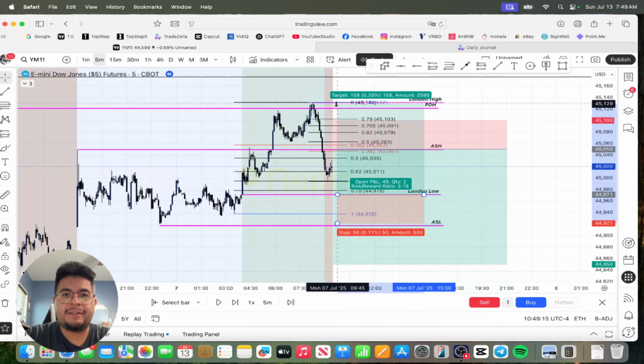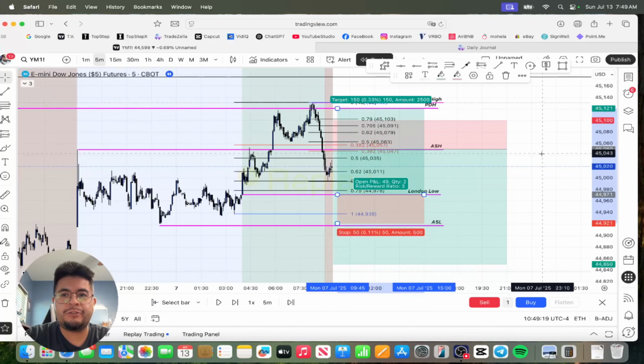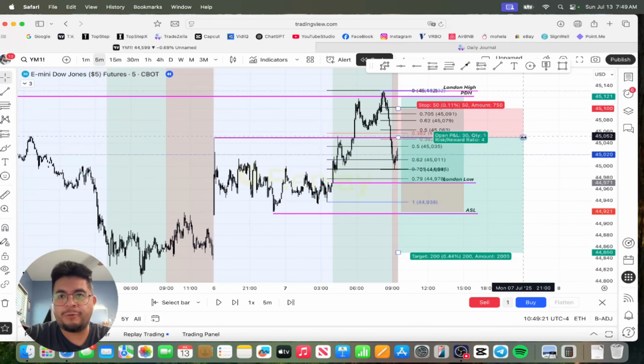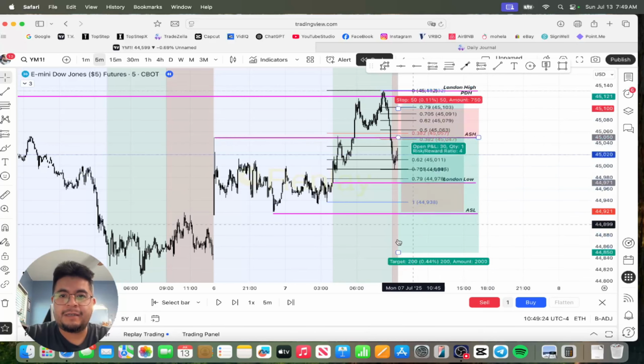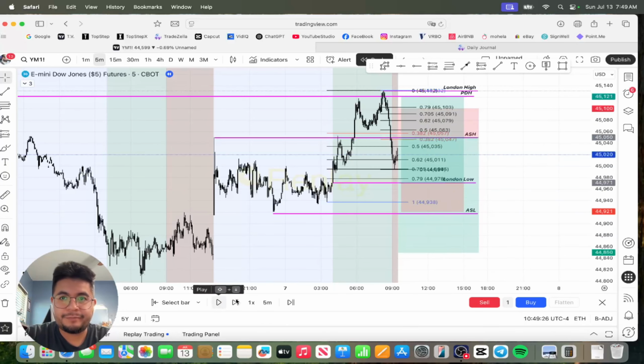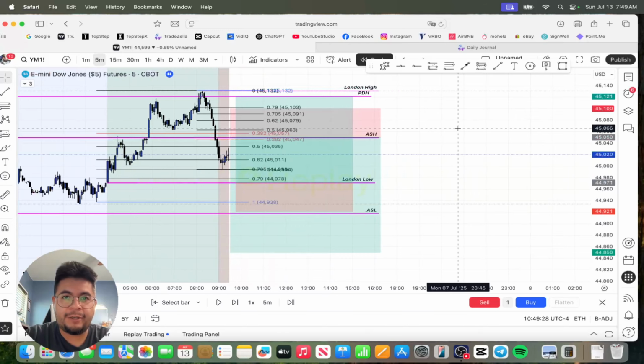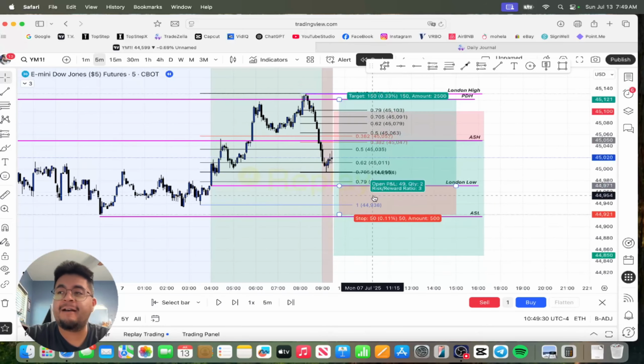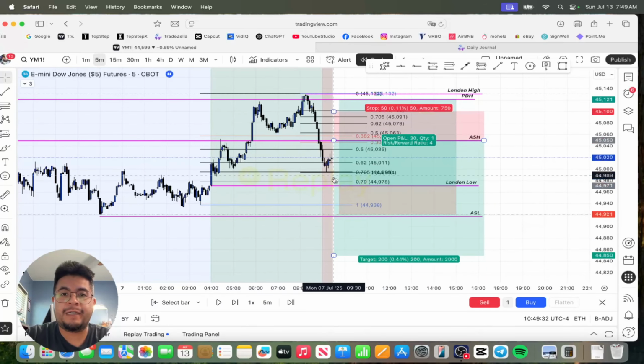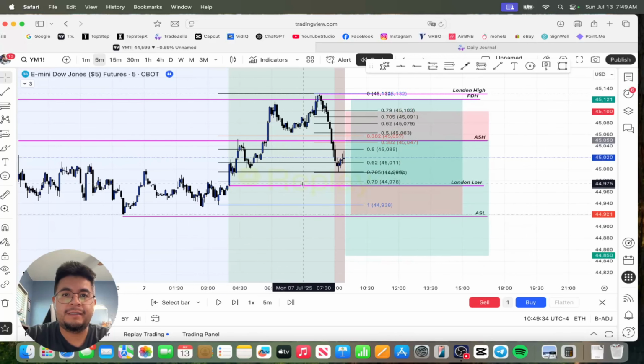Could try to take that London high out. We'll just go to a 1 to 3 right there. Both trades are a 1 to 3, okay? Risking 50 points for 150 points. Let's see what happens. Regardless of where the trade goes, at this point, let's just say I have a buy limit order and a sell limit order at these price points, waiting for a reaction.